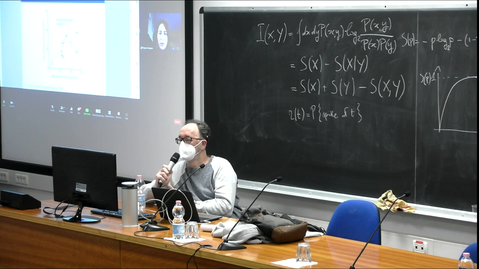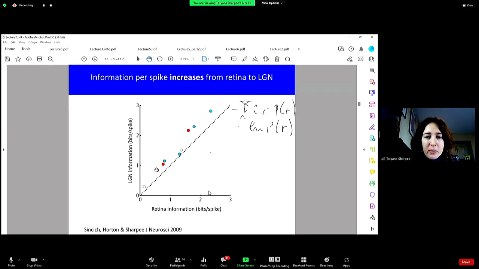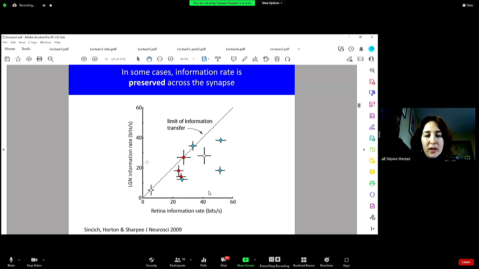In the previous slide, we have a product of three things. The firing rate is more in the retina, less in LGN. The information per spike is greater, because the spikes are more rare, and the product is a constant. So this line is a line of constant product of information times rate.